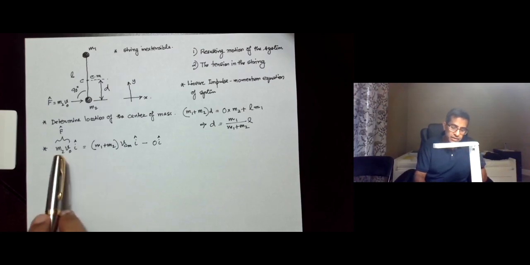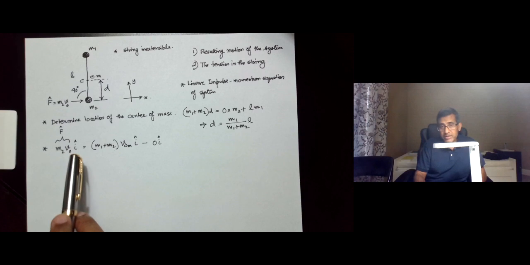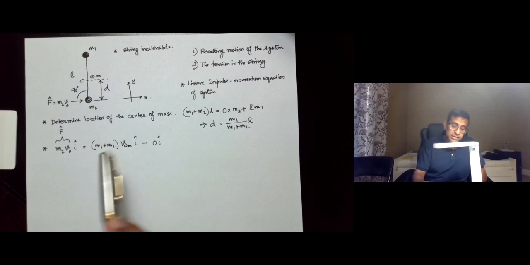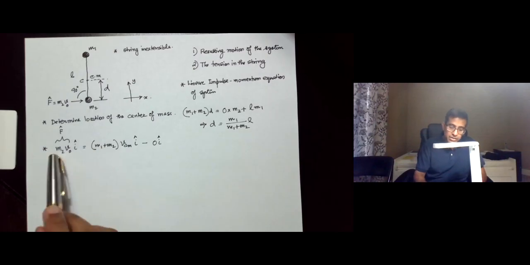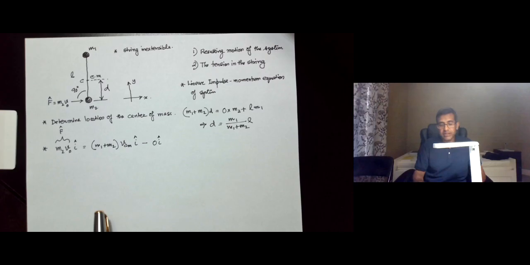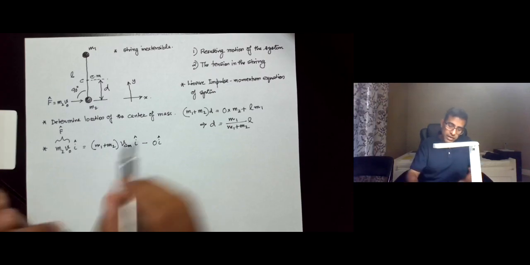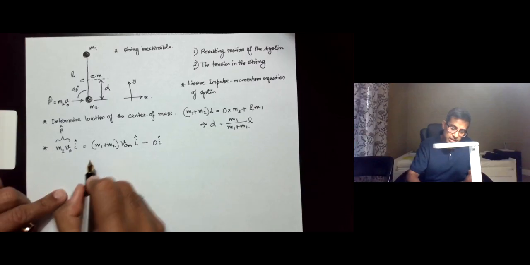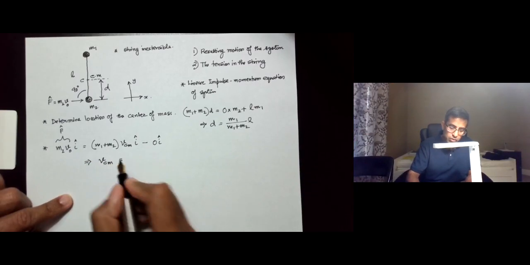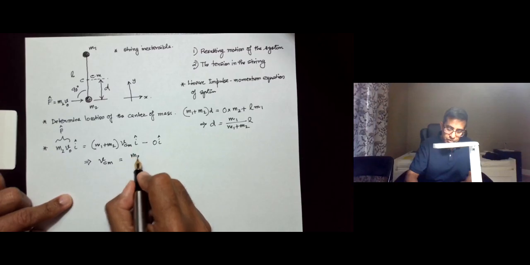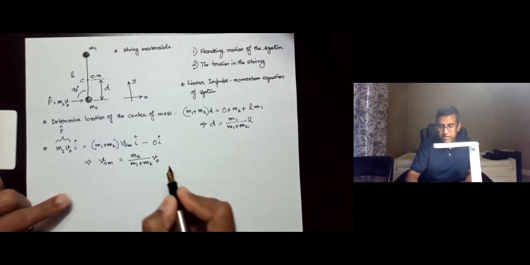Obviously, an impulse in the i direction cannot cause a change in the momentum in the j direction or the y direction. Therefore, this impulse can only change the velocity of the center of mass in the x direction. And so from here we see that the velocity of the center of mass is equal to m2 divided by (m1 plus m2) times v naught.